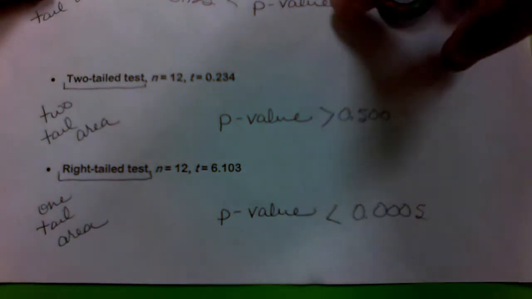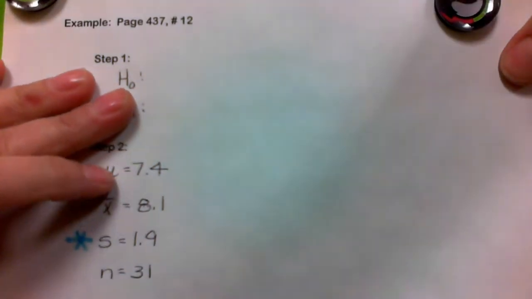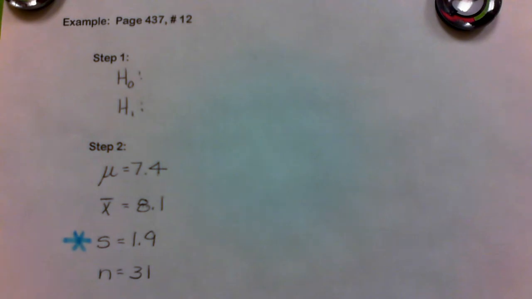All right, now what we're going to do is we're going to actually do a couple of the statistical tests. We're going to go through all 5 steps. So if you'll turn to page 437. Let me get my book turned to those pages. 437, number 12. It's at the bottom of the page.